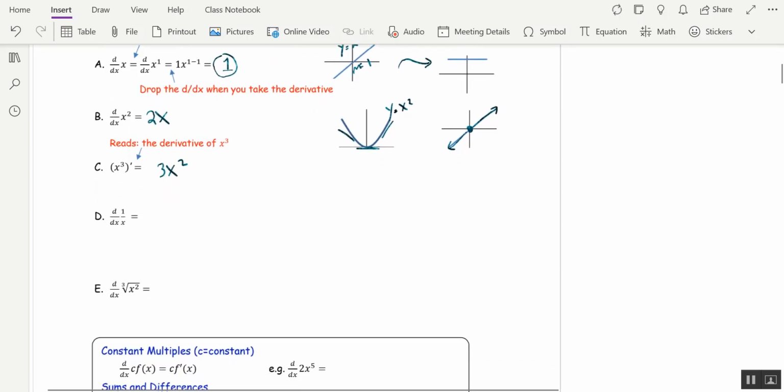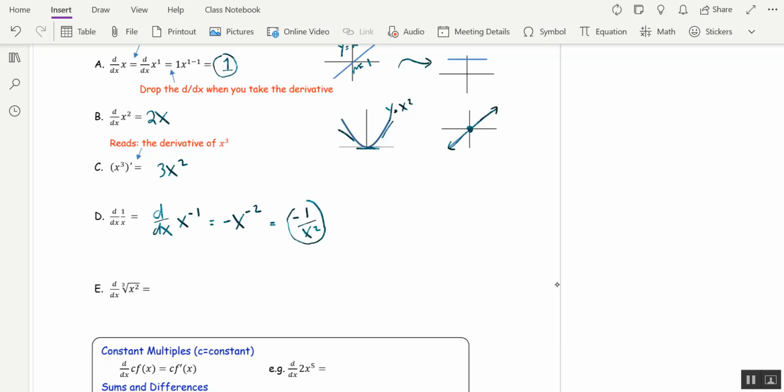Okay, next one, we can't use the power rule right away. We have to write this 1 over x as x to the n. So I haven't taken the derivative yet, so I need to write the derivative sign. Just like limits, if you have to simplify before you take the limit, you carry along the limit sign. So this is d by dx of x to the negative 1, which is negative x to the negative 2. Bring the negative down, subtract 1 from the exponent. And if I want to write that with positive exponents, that's simply negative 1 over x squared.